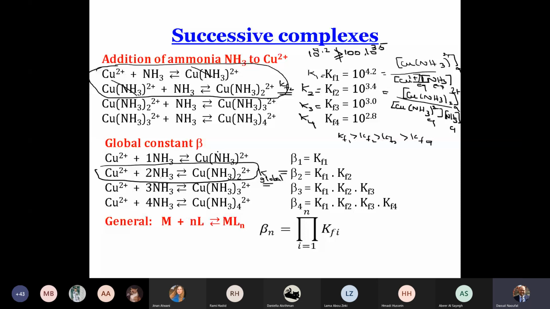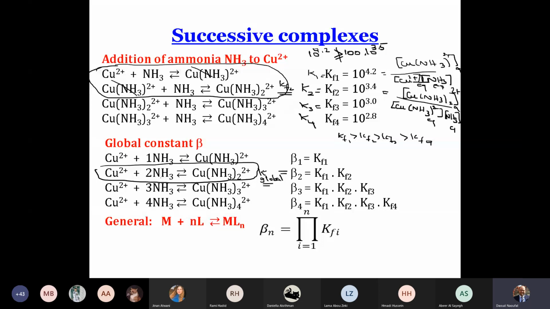This is beta 1, the formation of the complex from its simple ion and ligand. Beta 2 is the global reaction of formation of the second complex from its metallic ion and its ligand. Beta 3 is the global K of the reaction of formation of complex 3 from its simple ion and its simple ligand. And beta 4 is the global formation of complex 4 from the initial metallic ion and the initial ligand. So now you have to pay attention.